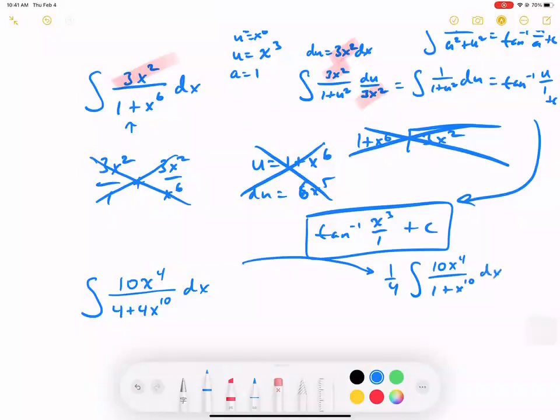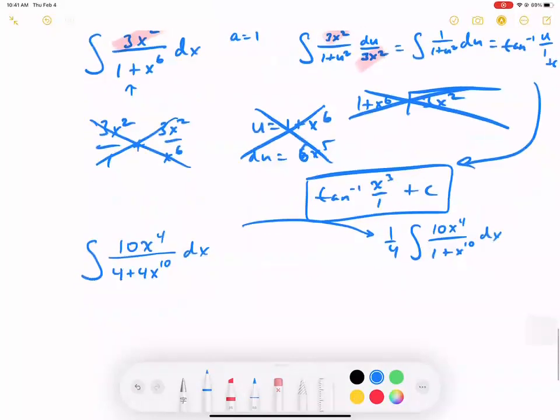This might be easier for us, maybe. Or you could have simplified: doesn't 10 divided by 4 become 5 halves? There are a lot of things we could have done with this, so you could simplify a lot. But let's pretend I'm not going to do any of that. I'm just going to take it as it is.